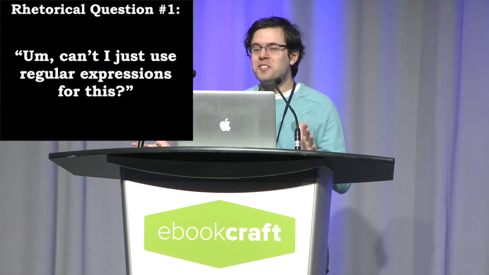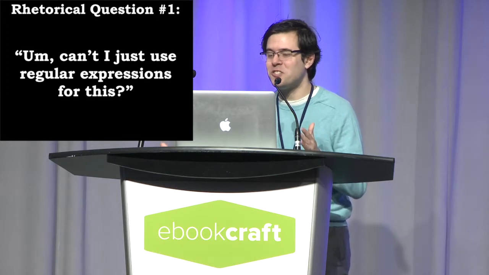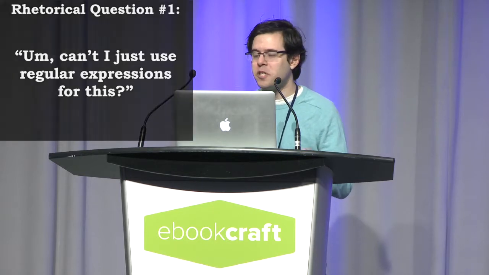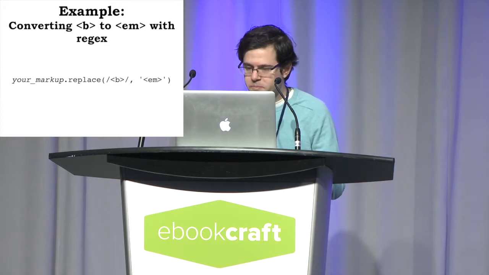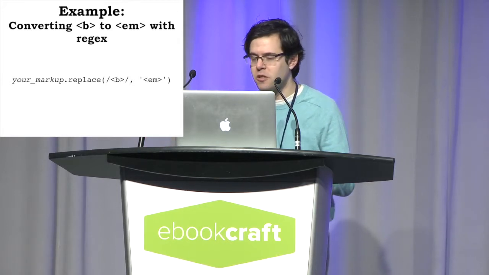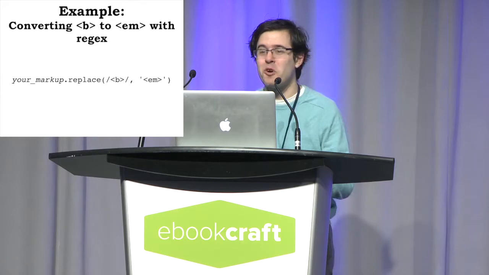So whenever I talk about XSLT with people in the publishing community, their answer is always, but I use regex, or why can't I just use regular expressions for this? And the answer is, yeah, you can. So here's an example of what someone might want to do with regular expressions, converting the B tag to the M tag. So you would put in the forward slashes as your regular expression, which here is just the B tag, and then your replacement is the M tag. Anyone know what the problem with this regular expression is? This only covers the opening tag. It does not cover the closing tag.